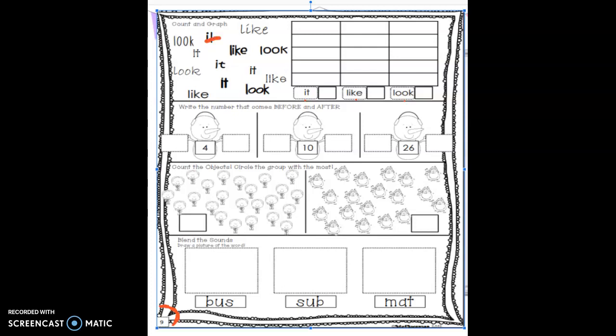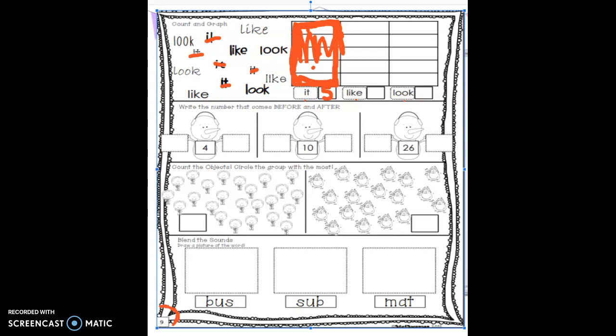So let's see. 1, 2, 3, 4, 5. 5 its. So I'm going to write the number 5. Then I'm going to color in 5 of these bars, just like on our bar graph for weather on our morning meetings. 1, 2, 3, 4, 5. So that means I need to color in all 5. And of course, do your best.